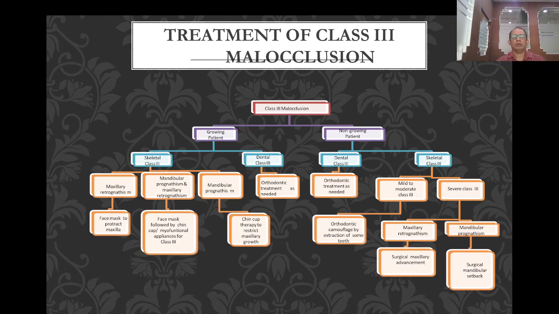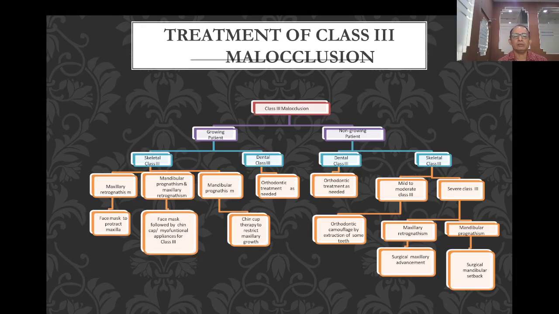In class 3 malocclusion, the treatment differs for a growing patient and a non-growing patient. In a growing patient, skeletal class 3 and dental class 3 will be there. In skeletal class 3, the problem could be maxillary retrognathism. The treatment option is face mask to protract the maxilla. If there is mandibular prognathism and maxillary retrognathism, face mask followed by chin cup, functional appliances for class 3. In mandibular prognathism, chin cup therapy to restrict the mandibular growth.